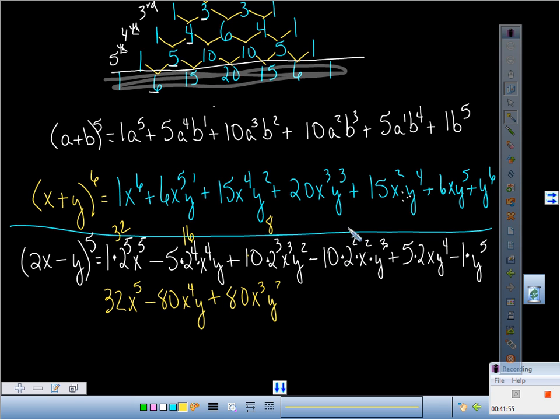What's 2 squared? 4. What's 4 times 10? So negative 40 x squared y to the 3rd. Look here. What's 5 times 2? So 10x y to the 4th, minus y to the 5th.